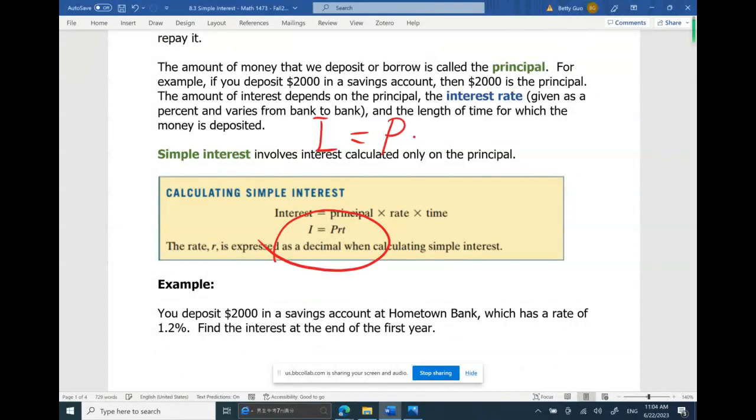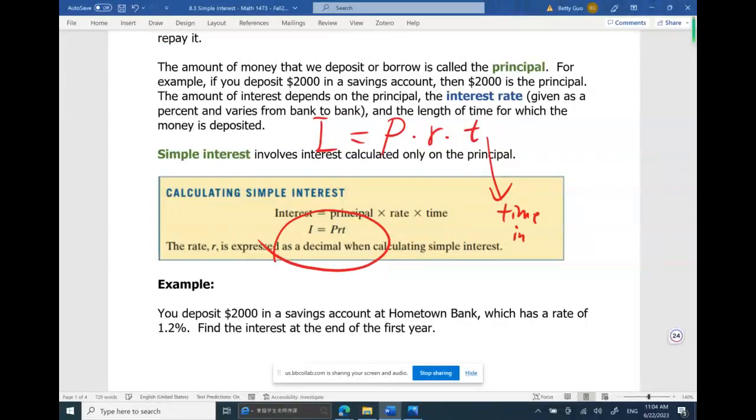I equals P times R times T. Capital I here is the simple interest amount. Capital P here is the principal, the original money you borrow or deposit. R here is the annual interest rate, in the format of a percent. And T here is the time in years, very important.